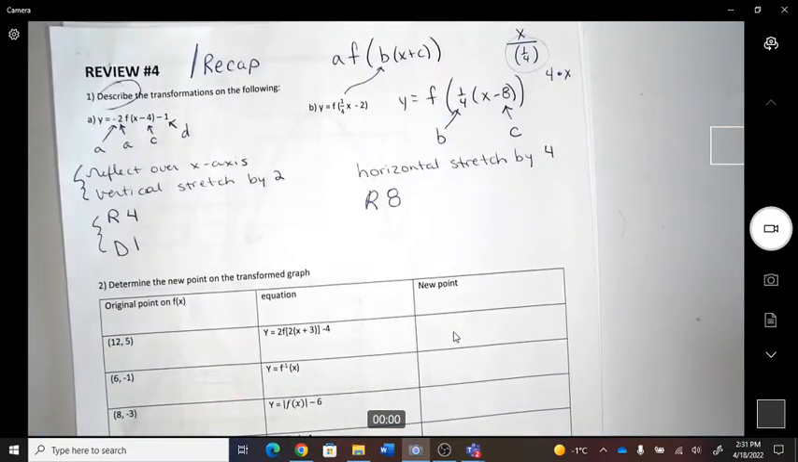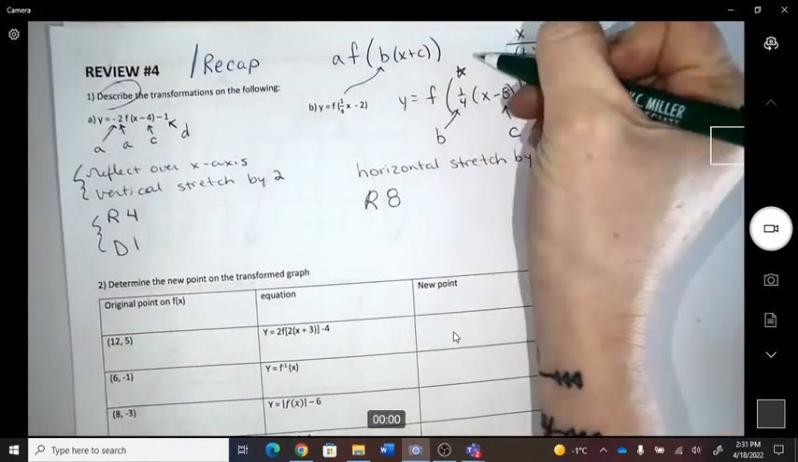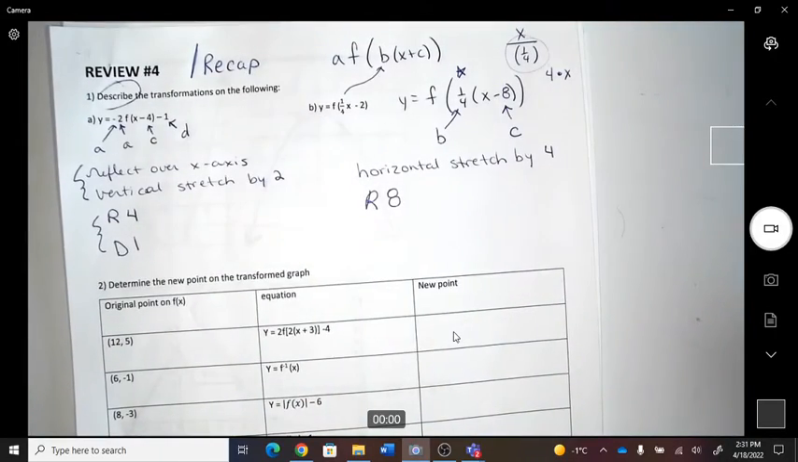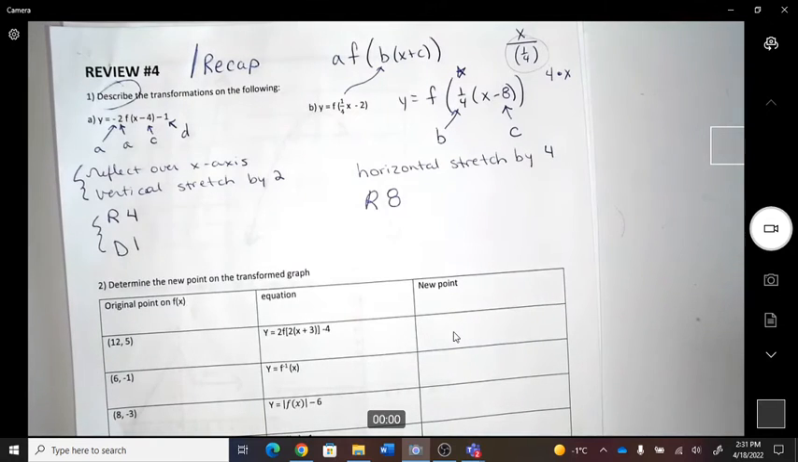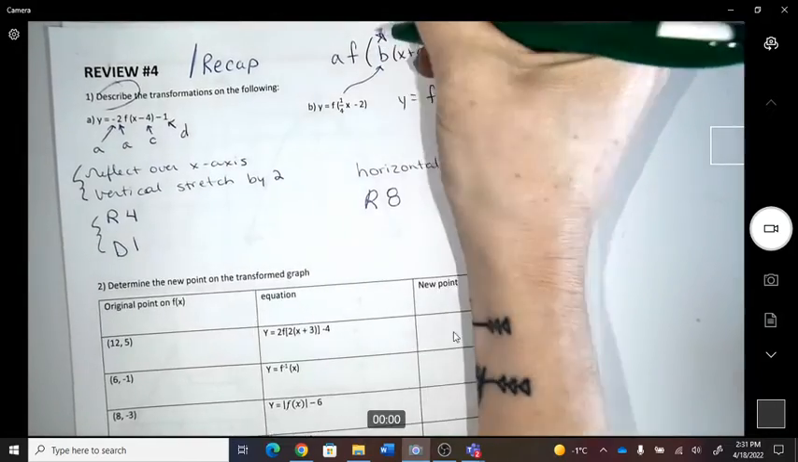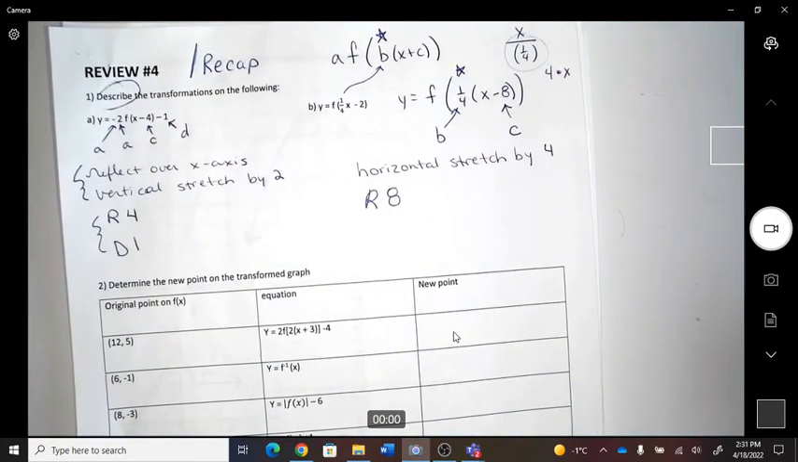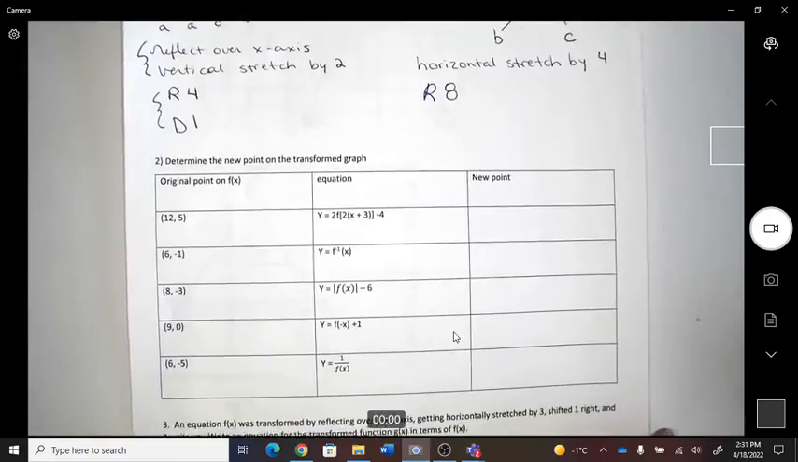So you can bet that I'm going to probably have somewhere on the test that this compression stuff actually turns you around, right? You're compressing something, but it's actually making it bigger. So remember to think about that. And you can bet on your test, I'll give you one that I did not factor out. And then you'll have to make sure it's factored out. Okay, determine the new points.